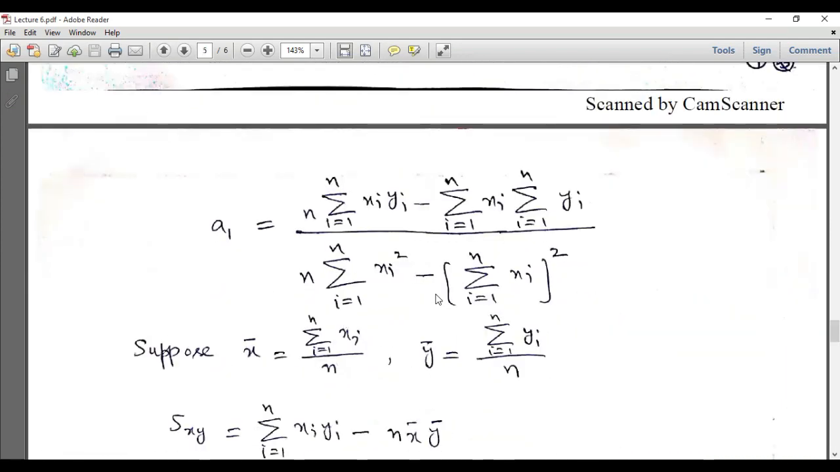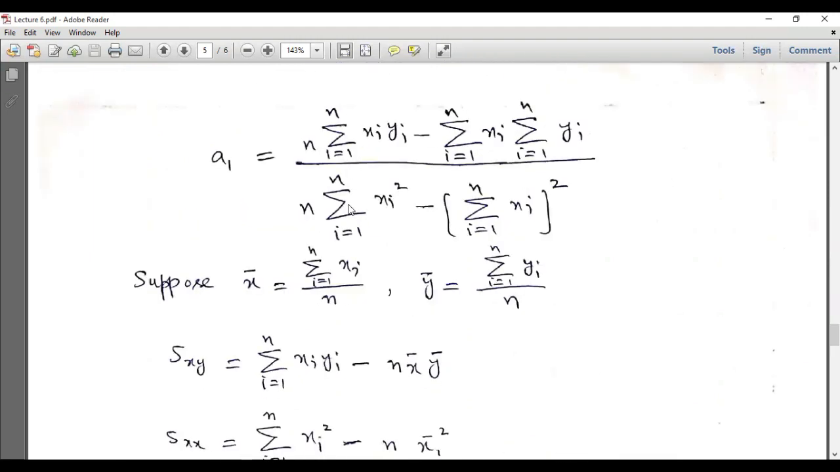So this is our a1, and now we have to calculate a naught. But before calculating a naught, we must do some substitutions. Suppose we introduce a new variable x bar, and this x bar is equal to summation i equal to 1 to n xi divided by n. So this term will be equal to n times x bar. If I move this n towards the left hand side, this summation will become n times x bar. Similarly, this summation will become n times y bar. Similarly, this term will be equal to n times x bar.